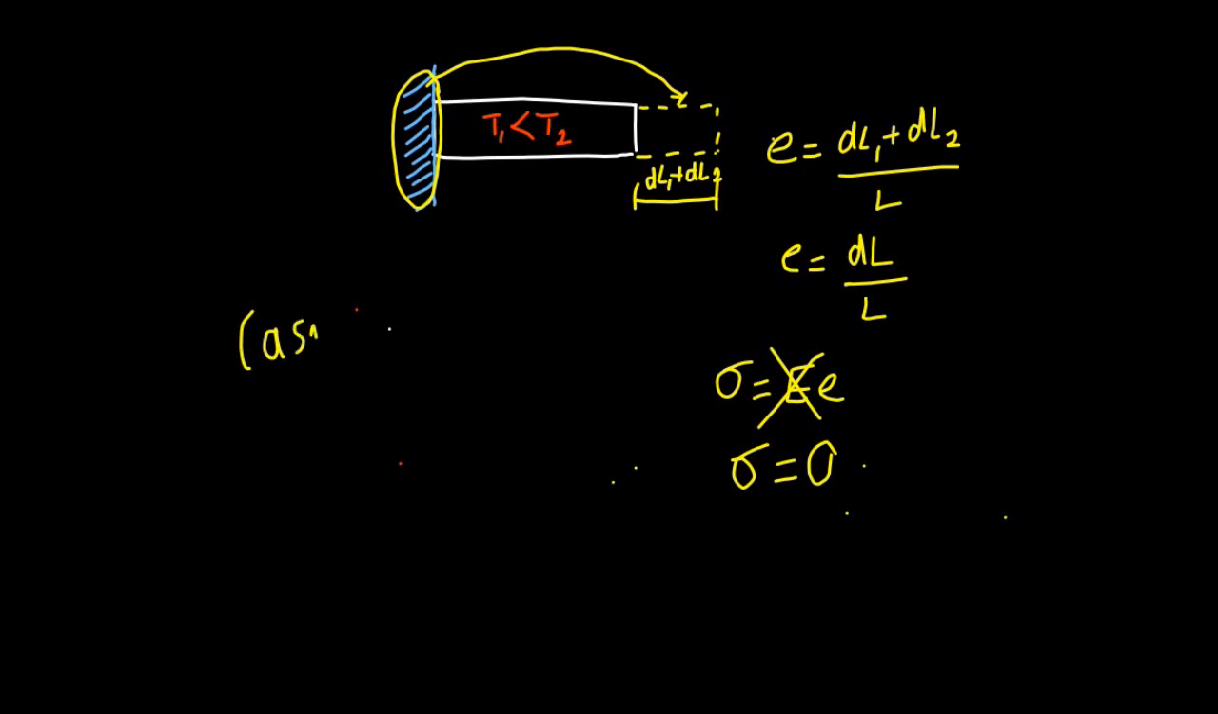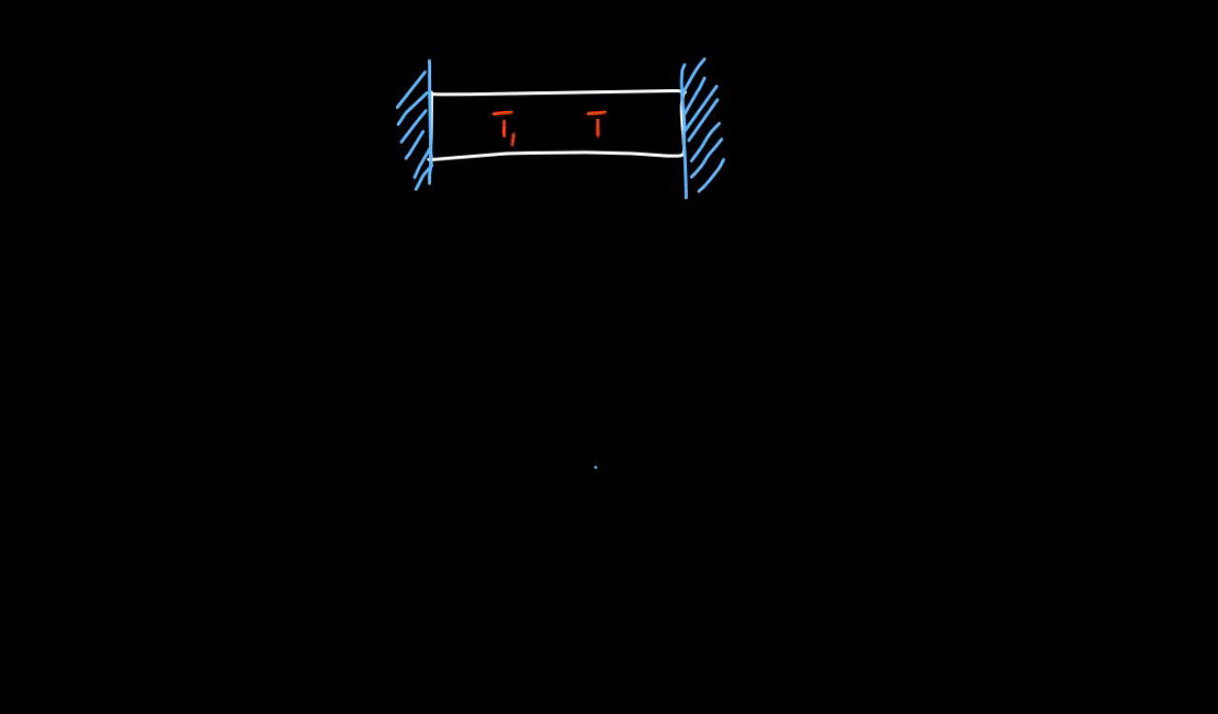Now we are going to do case 3. Now in case 3, I'm going to take the same bar. That's right. I'm going to fix it on the left hand side, and I'm also going to fix it on the right hand side. Now I'm going to increase the magnitude of temperature from T1 to T2. So this is T1, this is T2. Obviously T2 is going to be greater than T1.